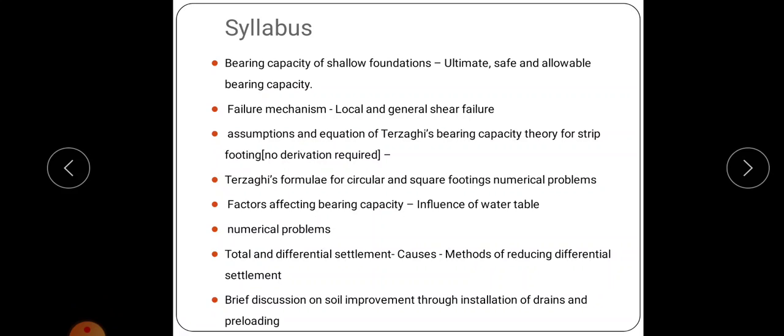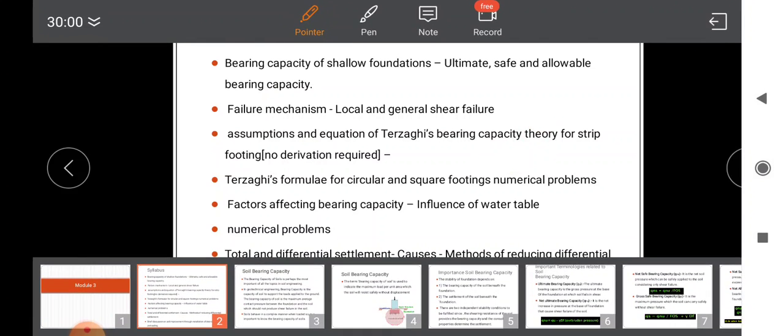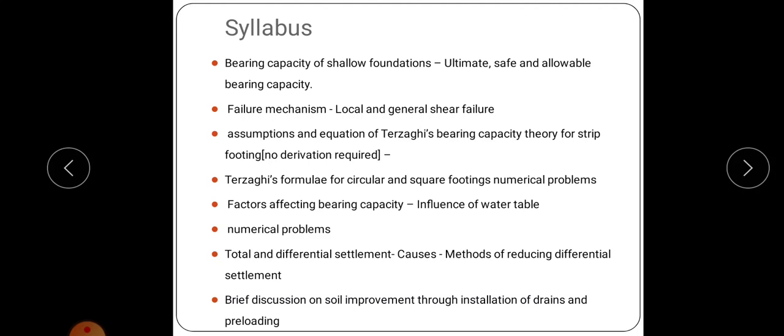It mainly deals with the bearing capacity of shallow foundation. Then the theory, in order to explain the bearing capacity, is Terzaghi's bearing capacity theory, and Terzaghi's formula for different types of footings and its problems. Then last portion, total and differential settlement and its causes and methods of reducing differential settlement, and some soil improvement methods. Okay, so these are under our module 3.